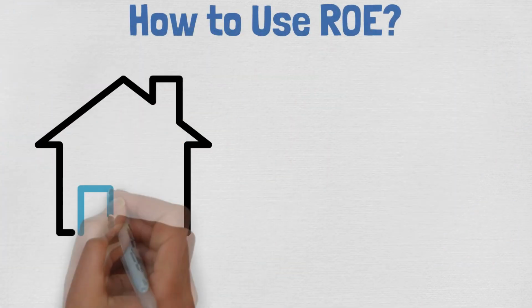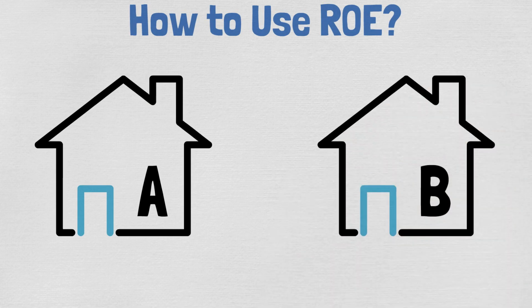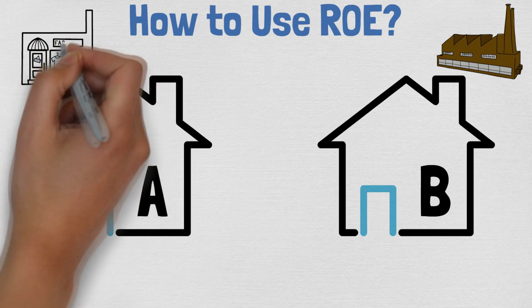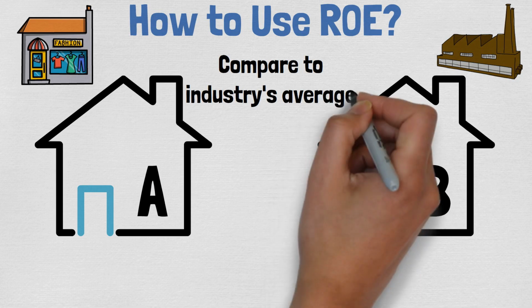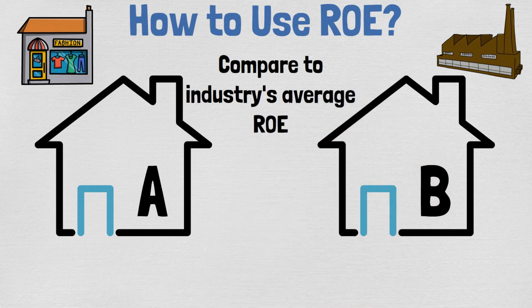As always, you can use it to compare different companies, but it is better to do that for companies in a similar industry. Different industries can have very different returns on equity, so you should compare one company's return on equity to the average return on equity of the industry.